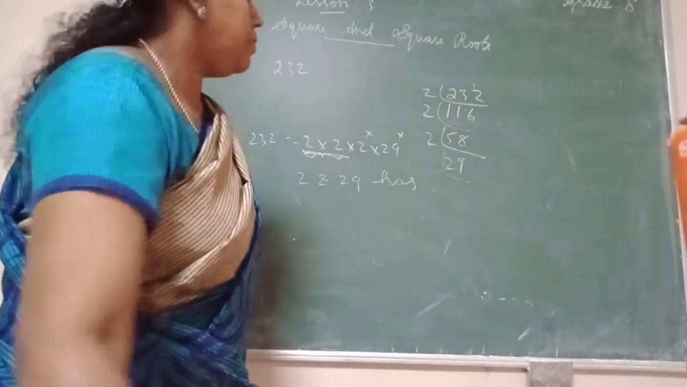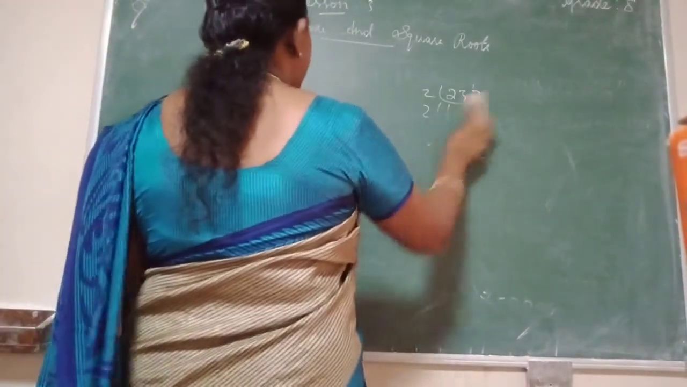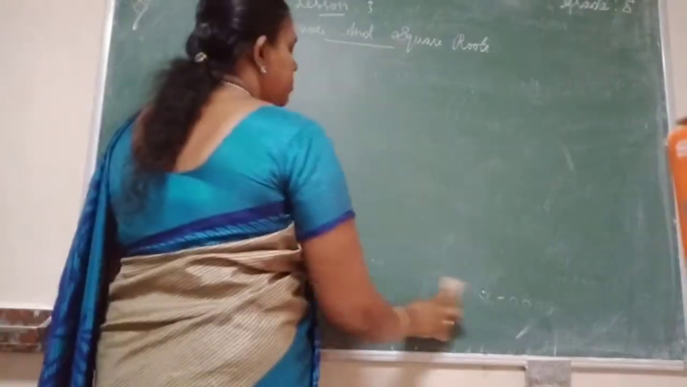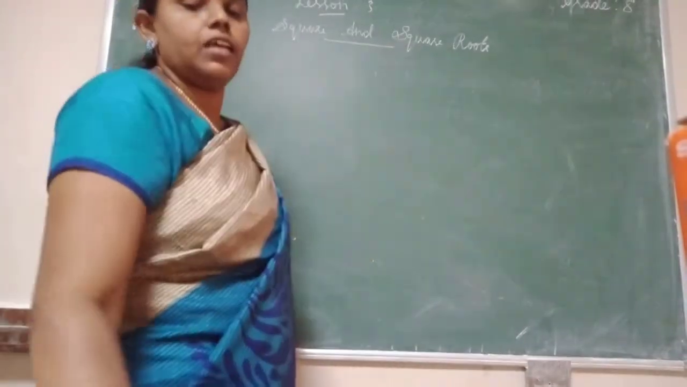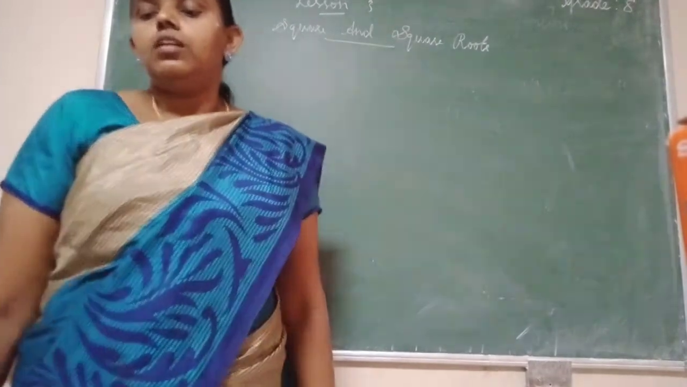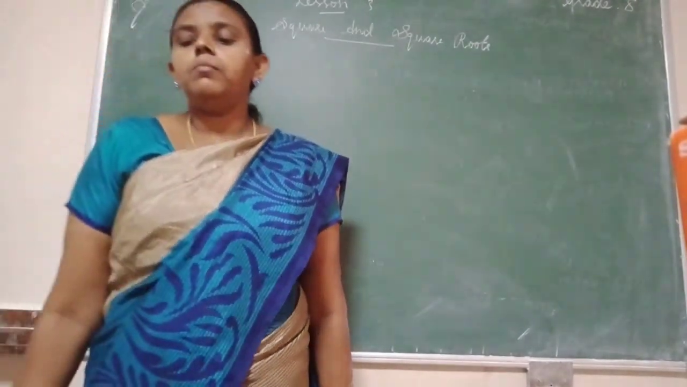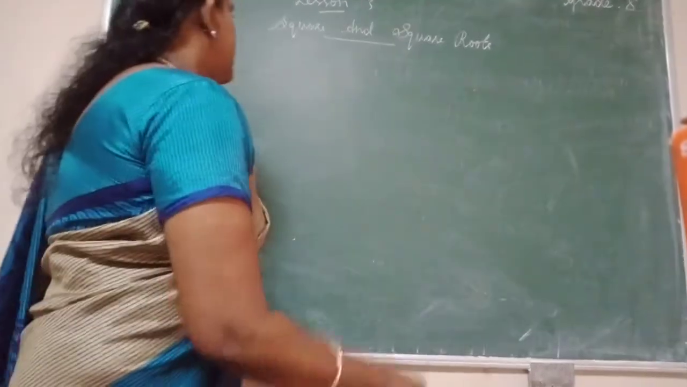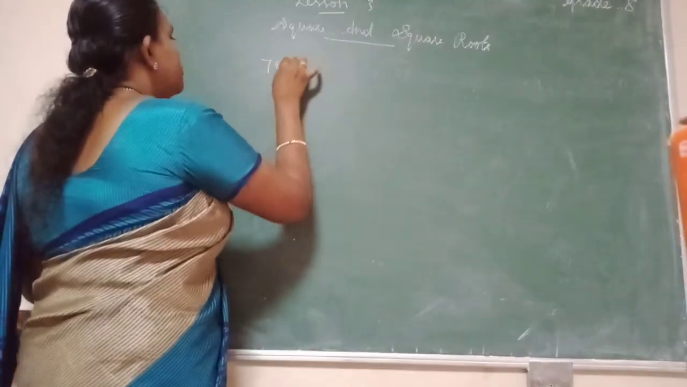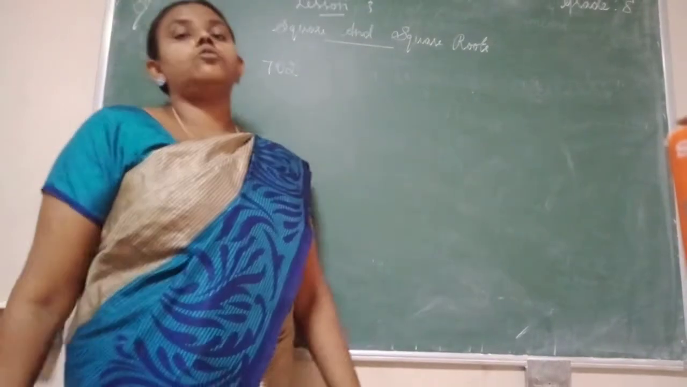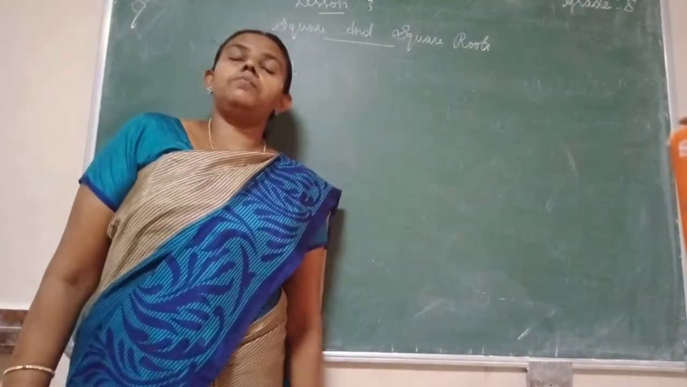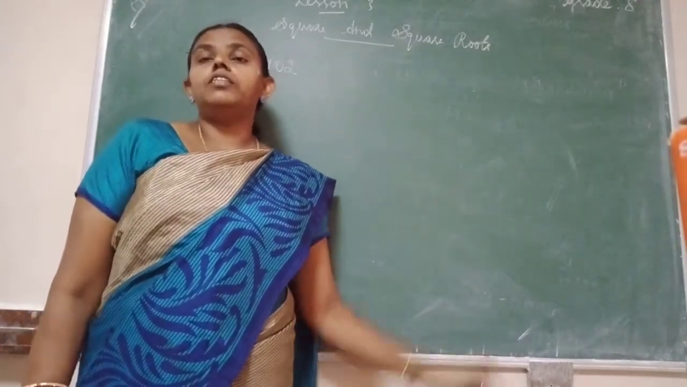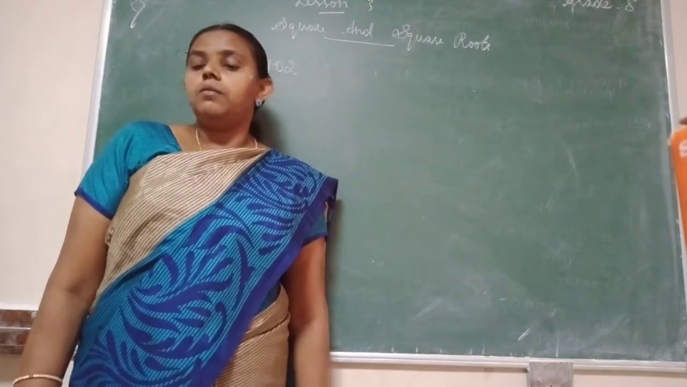Find the smallest number. Sometimes, if you multiply some numbers by a certain number, that number will become a perfect square. See, example 4. Find the smallest number by which 702 should be multiplied to get a perfect square. So we are going to check whether 702 is a perfect square or not. If it is a perfect square, we can leave it. If it is not a perfect square, we have to find out by which number we should multiply it to get a perfect square.